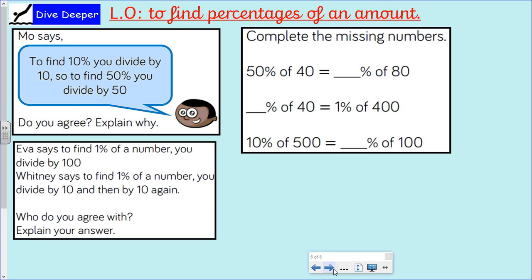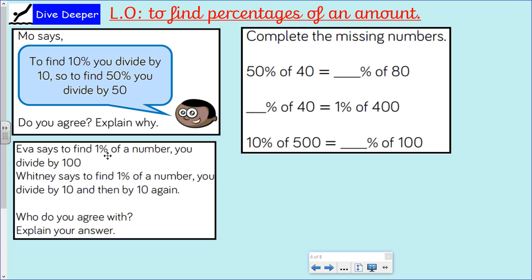Okay, you dive deeper then. Mo says to find 10%, you divide by 10. So to find 50%, you divide by 50. Do you agree with Mo? Explain why. Year 6, I think you should all be able to have a go at that.